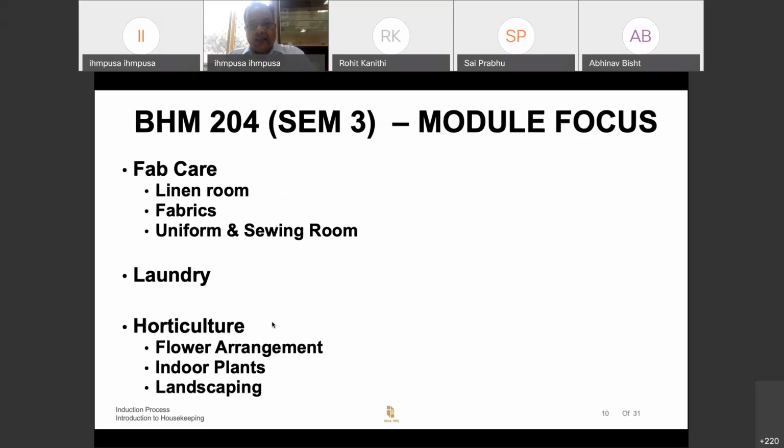Similarly, in semester 3, you will be studying the linen room, fabrics, uniform and how to stitch them, the laundry components, cleaning methods, and stain removals. Horticulture also, the flower arrangement, indoor plants, and landscape gardening, you will be studying in your semester 3 or semester 4. In one of the semesters, you will go for your industrial training for industrial exposure.